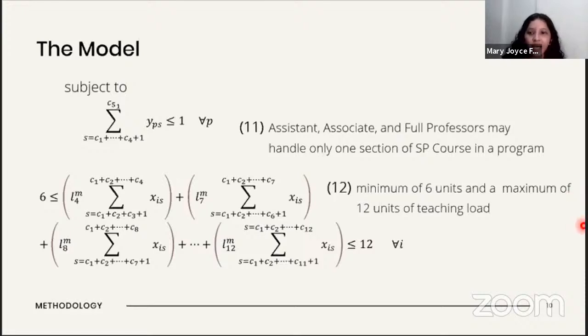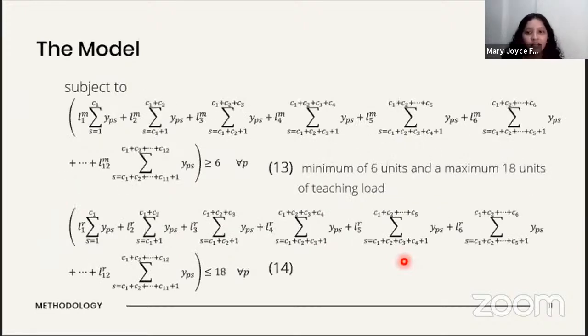And then, to balance the allocation of the faculty to course, their teaching loads have minimum and maximum. For the instructors, for all I, 6 units ang minimum, maximum ay 12 units. And for the professor, 6 units and a maximum of 18 units. And ito pala ay yung number of units lang ng subject. Tapos ito yung subjects, yung binary, kung tinuturo niya or hindi. Then, add lang yung lahat ng courses.